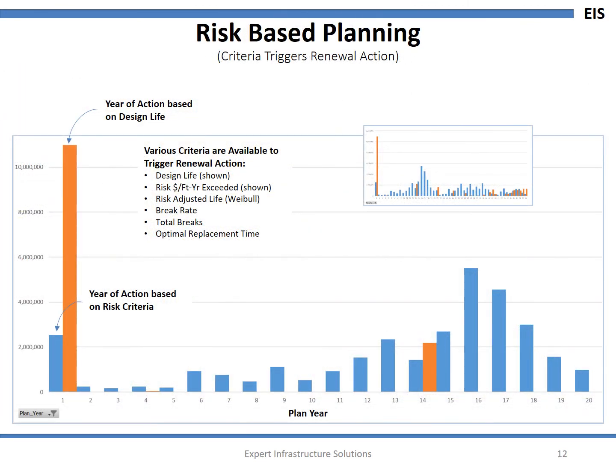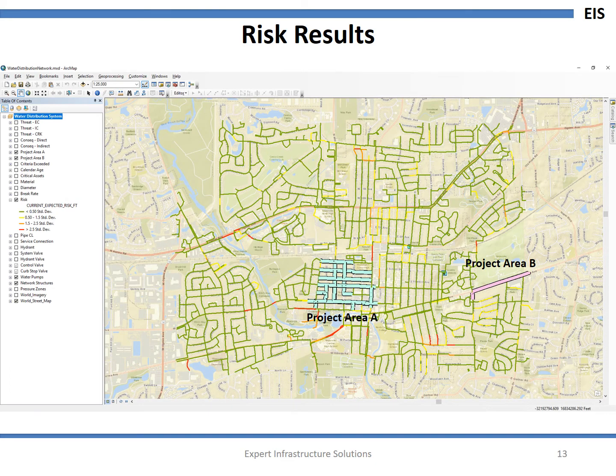If you lay this out now on a time scale, we can see that the orange bars are showing replacement based just on design life. Whereas blue gives us a different view or a different story, because this is based on risk criteria. This is going to be based on the likelihood and consequence of failure. This information can then be put on a map or not, and then you can see logistically what areas can be collected together to make up project areas.